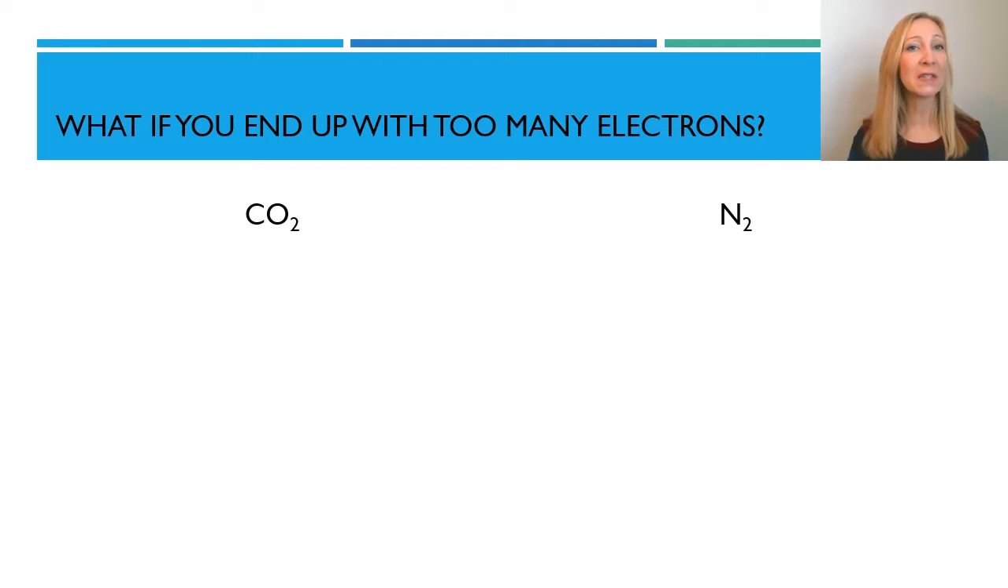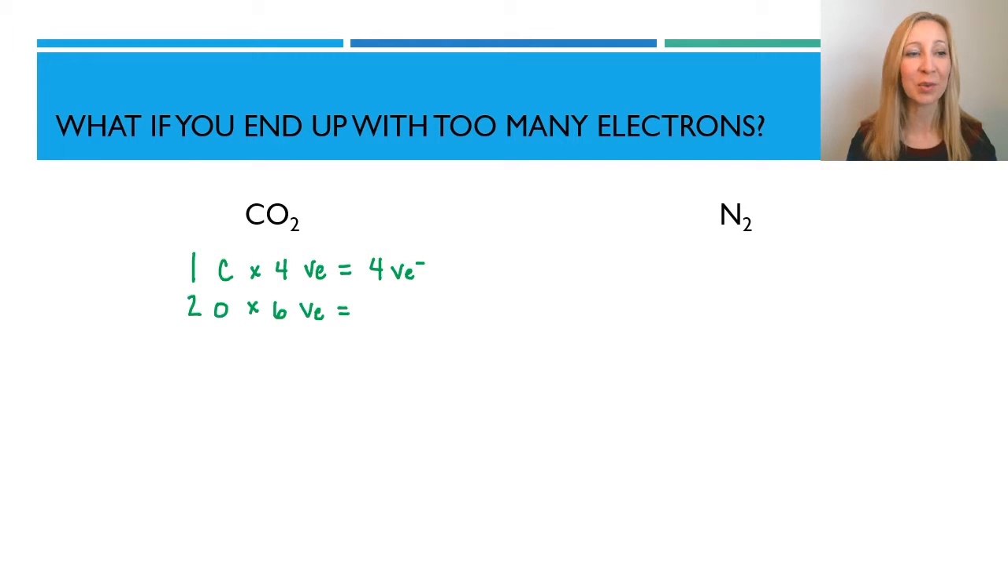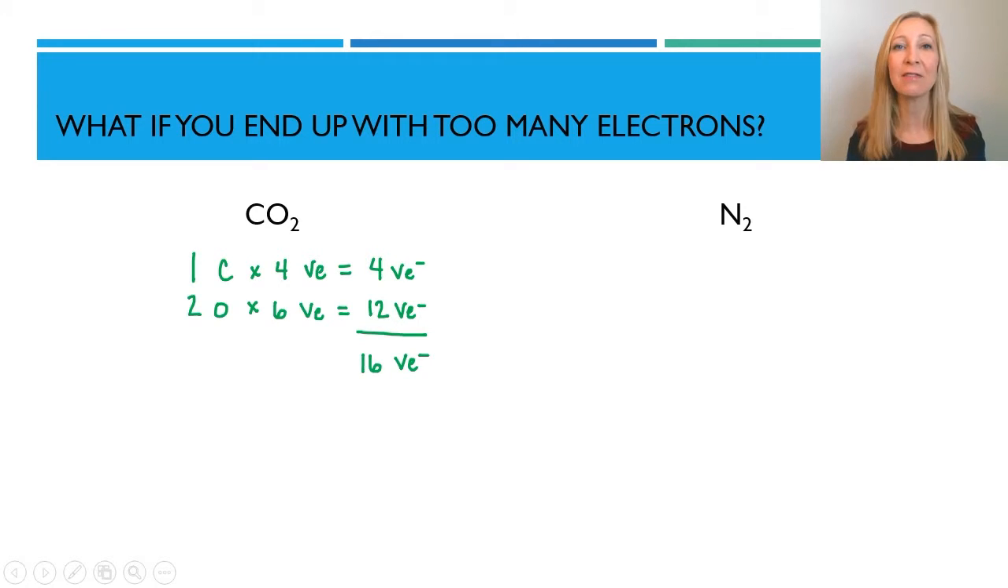I'm going to follow all the same rules that I followed when I was drawing Lewis structures that contained only single bonds. I have one carbon in this structure, and each carbon brings 4 valence electrons to the table for sharing. Remember, in covalent bonding, we are sharing electrons. The two oxygens each bring 6 valence electrons to this molecule, and we have a total of 12 valence electrons from the oxygens. If we add these up, we get a total of 16 valence electrons. That means we have to represent 16 valence electrons in this Lewis structure.